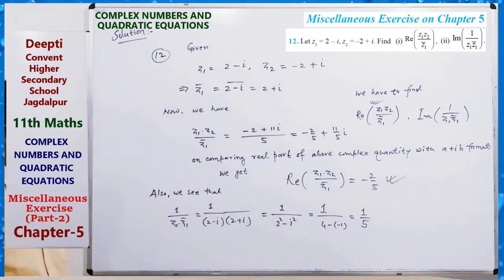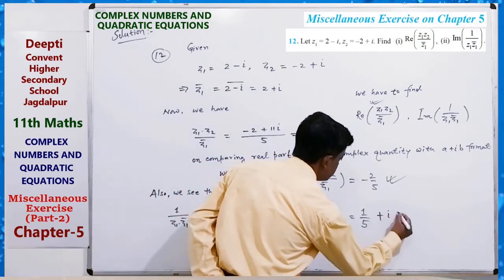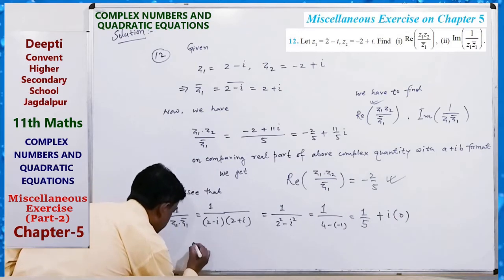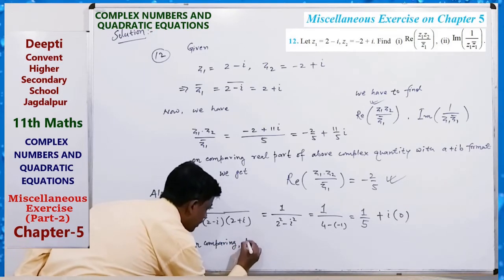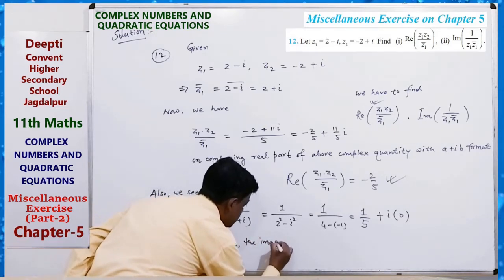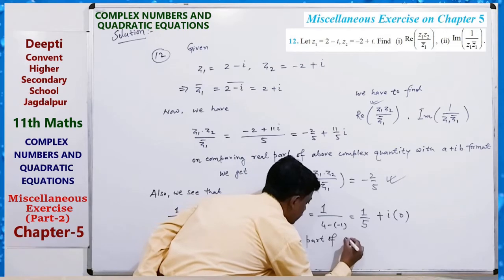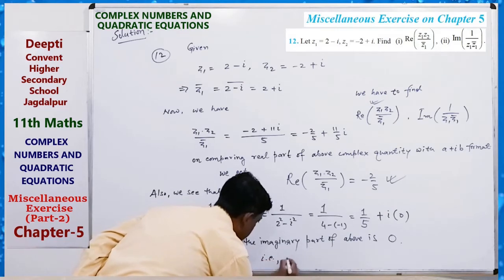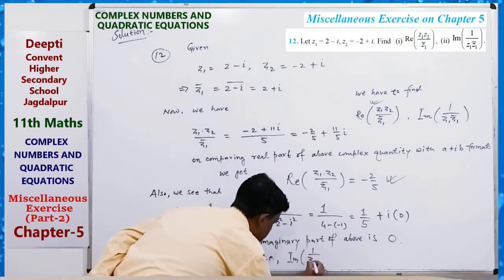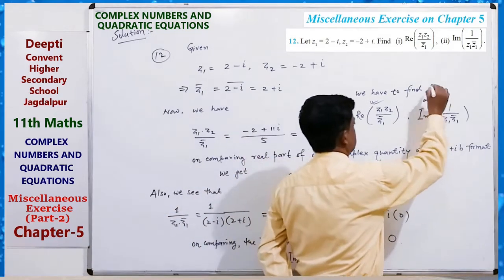Complete real number. Its imaginary part is 0. There is nothing with i. So, its imaginary part is 0. So, it can be written like this, i into 0. On comparing the imaginary part of above is 0, that is, imaginary part of 1 upon z1 into z1 bar is equals to 0. Okay, so simple.